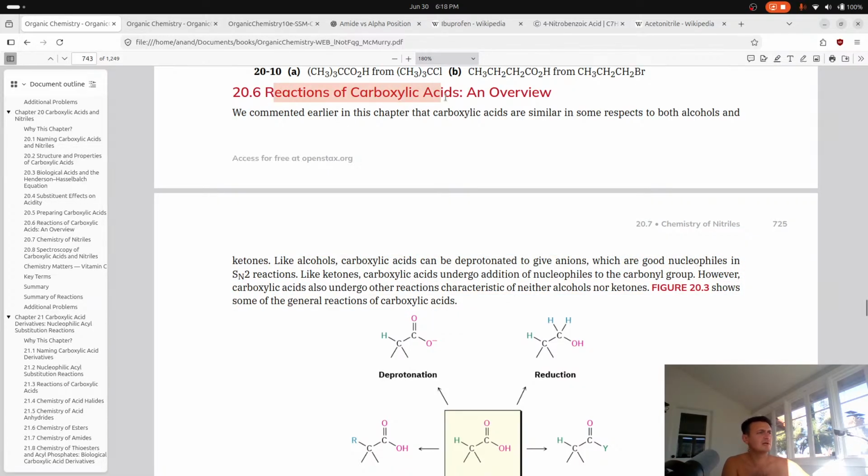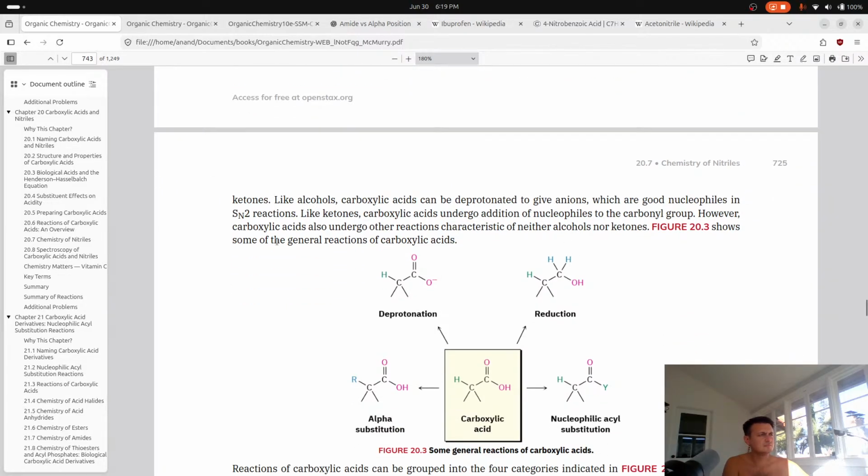Okay, reactions of carboxylic acids, an overview. We commented earlier in this chapter that carboxylic acids are similar in some respects to both alcohols and ketones. Like alcohols, they can be deprotonated to give anions, which are good nucleophiles in SN2 reactions. Like ketones, they undergo addition of nucleophiles to the carbonyl group. However, carboxylic acids also undergo other reactions characteristic of neither alcohols nor ketones. Here are some of the reactions.